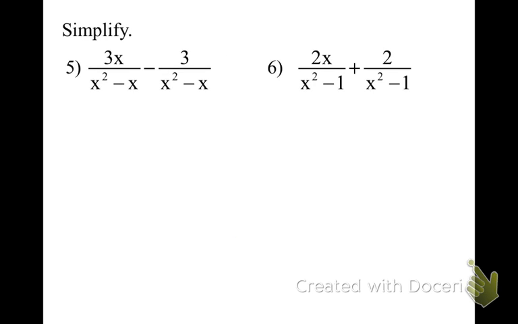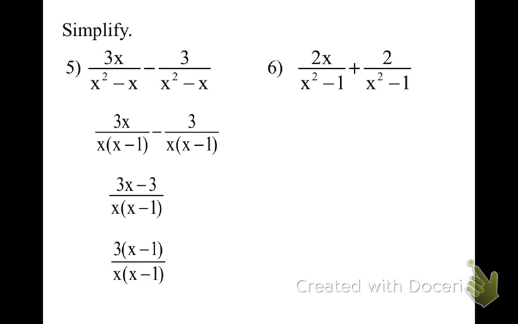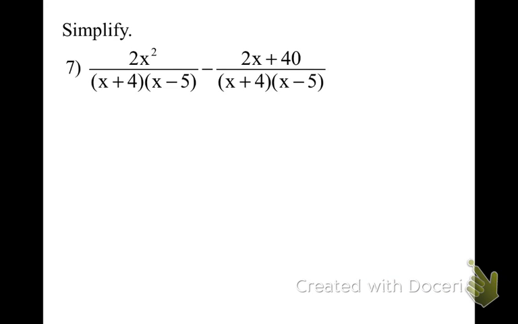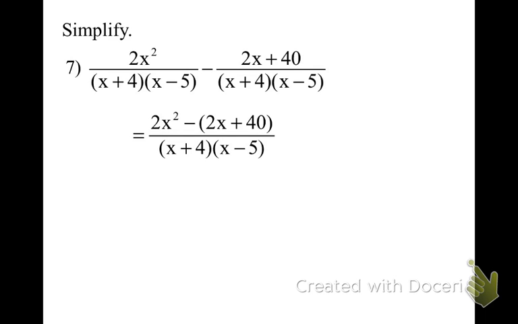All right, so there really isn't much left here. Again, once I distribute, we're factoring the numerator, and then we can cross cancel. Doesn't really go much further than this, except this last one. Now remember, I distribute the negative to everything on the second fraction numerator. Okay, so I get 2x squared minus 2x minus 40.